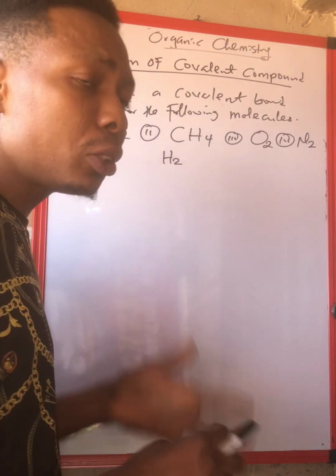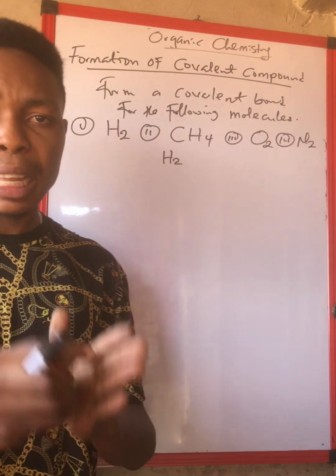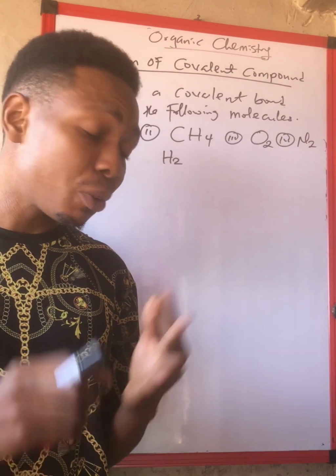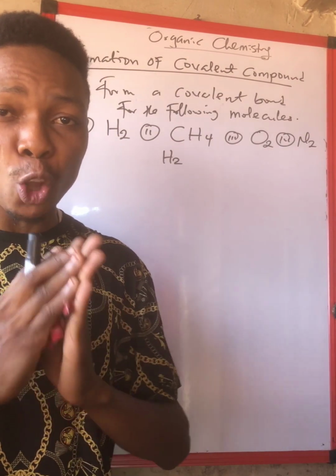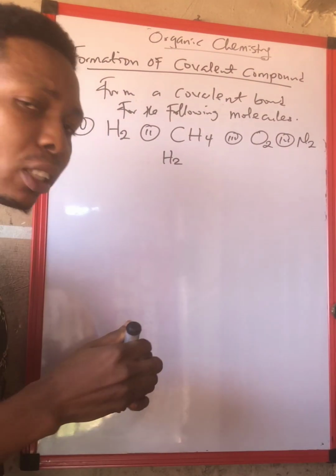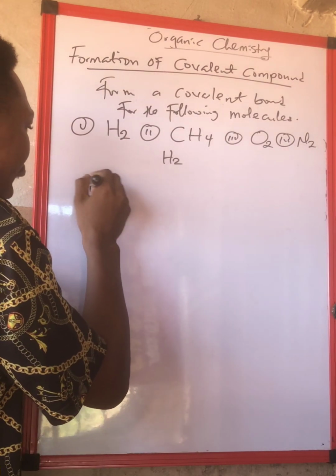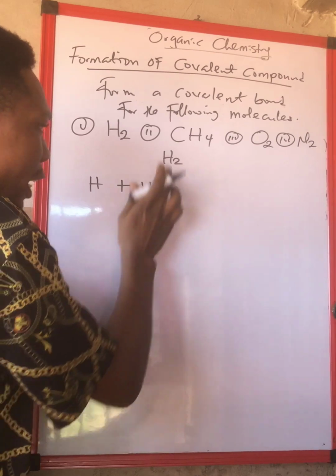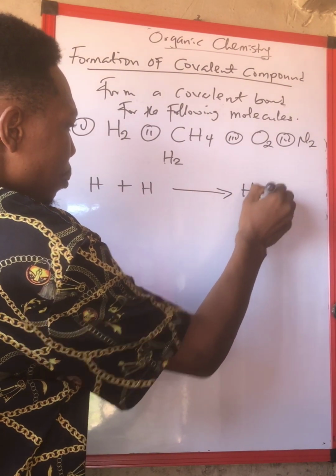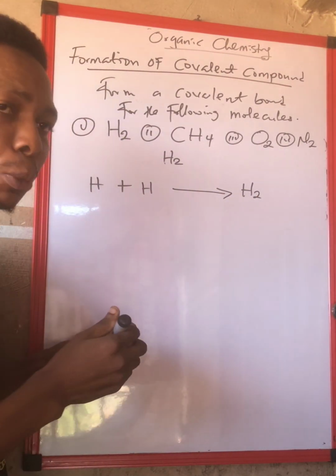In the periodic table, the only duplet elements we have are hydrogen and helium. The rest of the elements are all octets. Now, how do you form a covalent bond for H2? It's very simple. We have hydrogen plus hydrogen, which gives us the hydrogen molecule. This one is the hydrogen atom, and this is the hydrogen molecule.